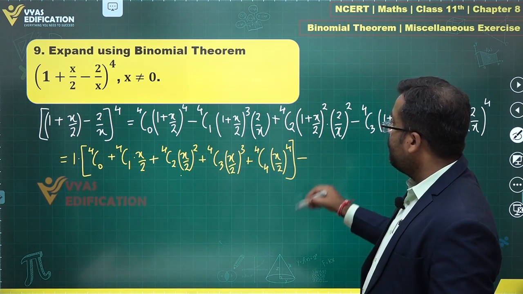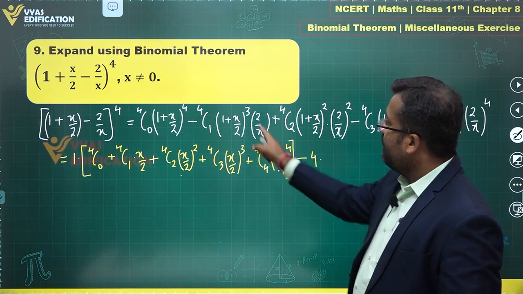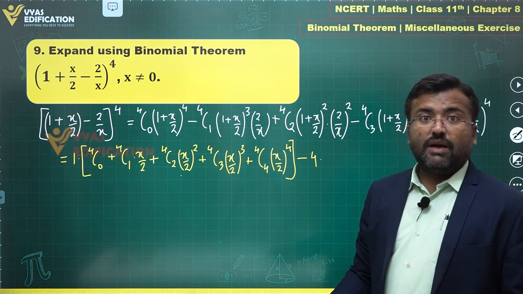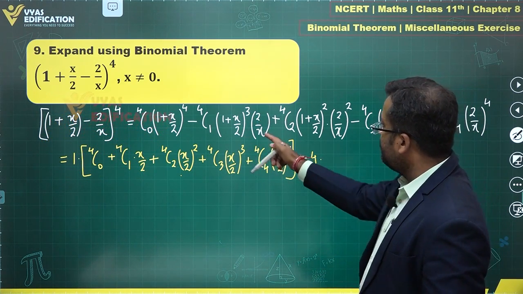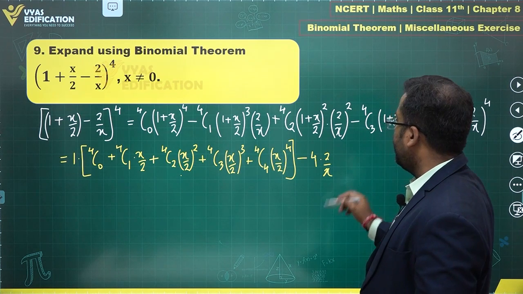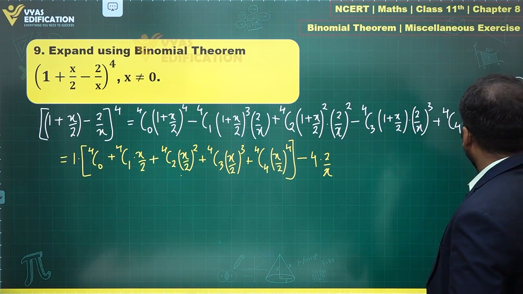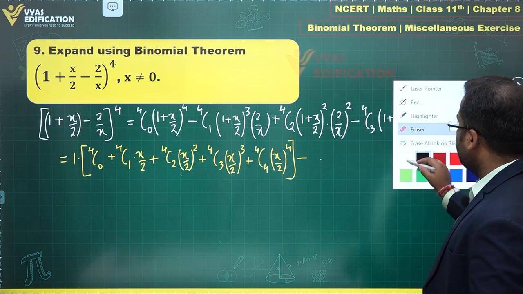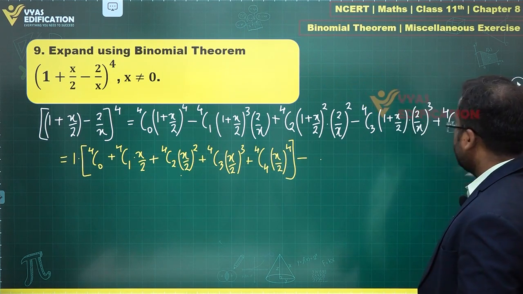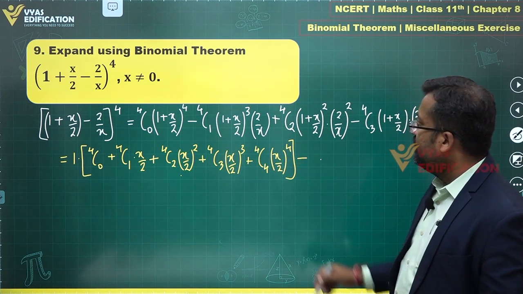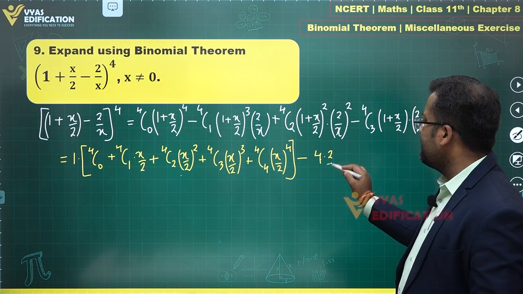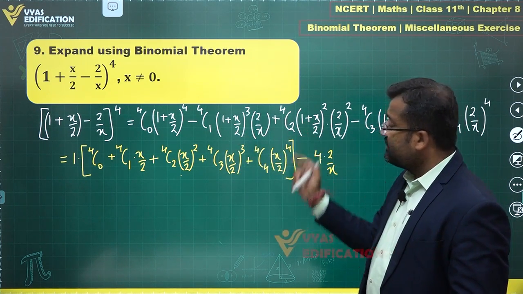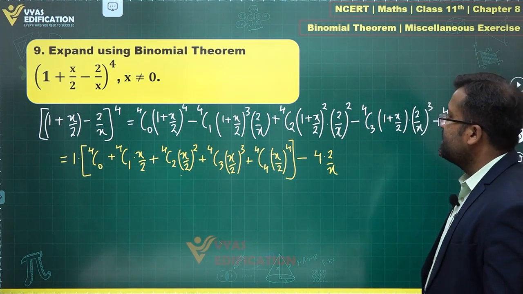Then you have minus 4c1, which is 4 times 1 plus x by 2 power 3. What will happen to that? That can also be expanded. There's a 2 by x. Let's bring that 2 by x over here. And if you want, we can also multiply them together. This becomes 4 times 2 by x. Let's write 4 times 2 by x separately only, since the next term will have a 4c2, we'll have to write that separately.